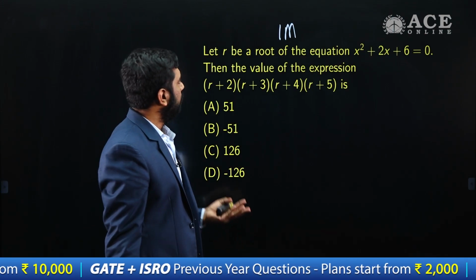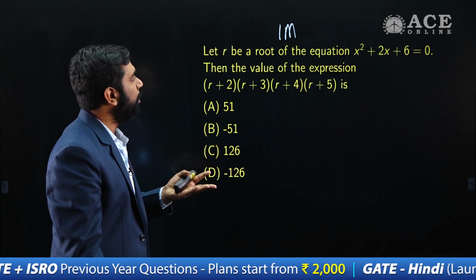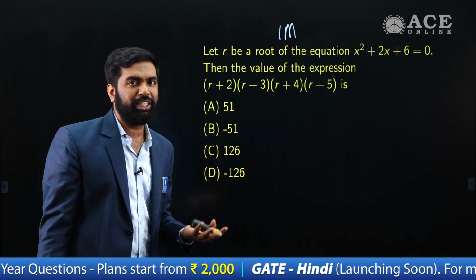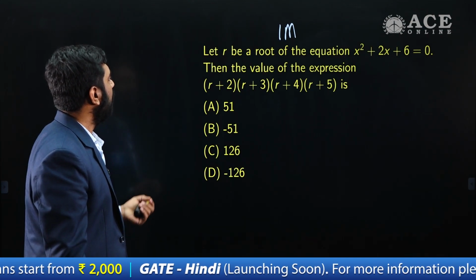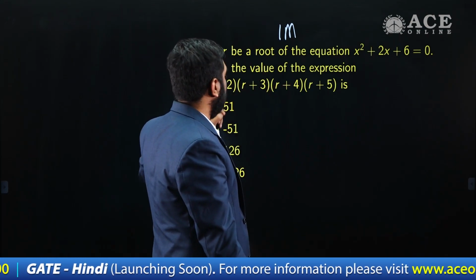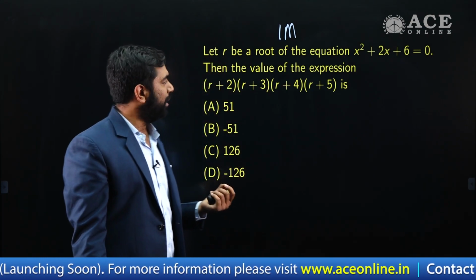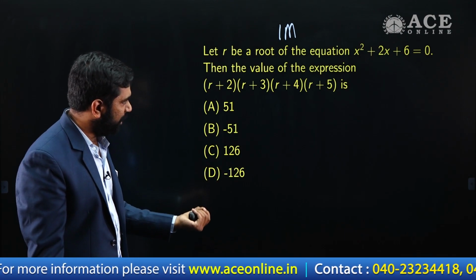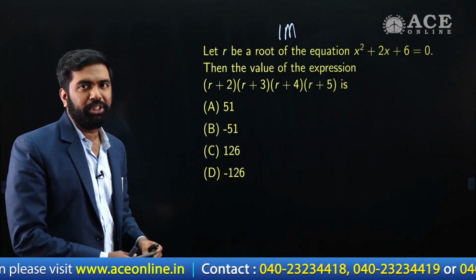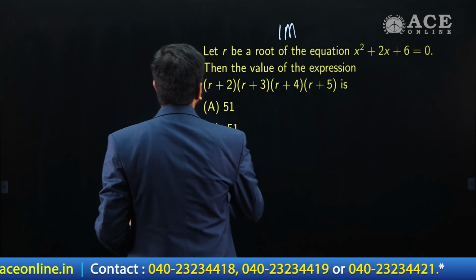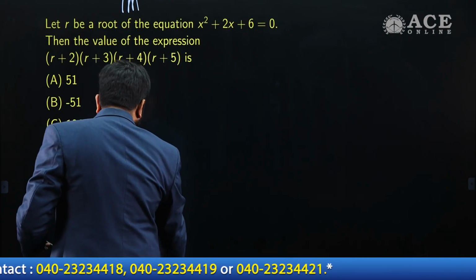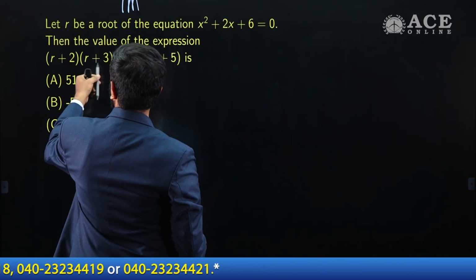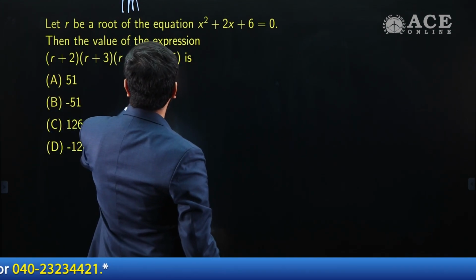What are they asking? Let r be a root of the equation x square plus 2x plus 6 equal to 0. Then the value of the expression r plus 2 into r plus 3 into r plus 4 into r plus 5 is dash, and various options are given. So how do you solve this question? I'll first multiply these two terms.